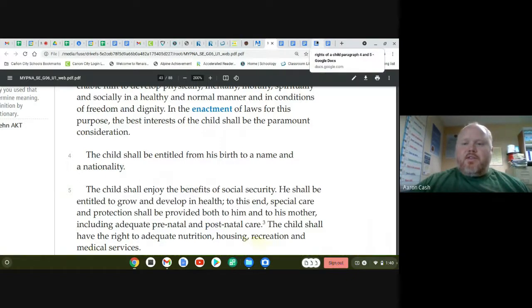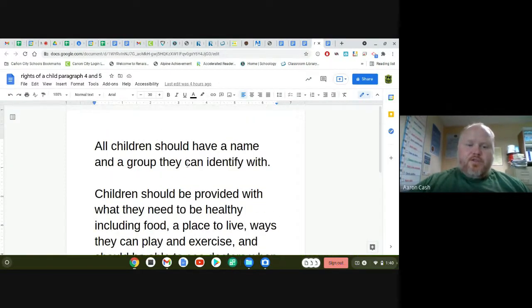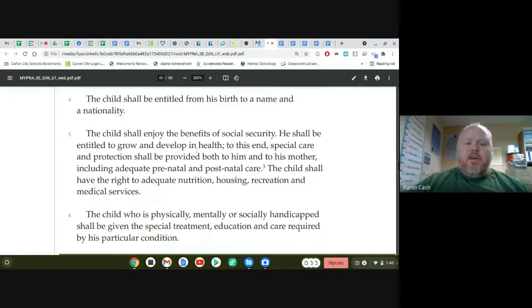So if we come over here to paragraphs 4 and 5, it says all children should have a name and a group they can identify with. Okay. So let's look back at paragraph 5 here. The child shall enjoy the benefits of Social Security. He shall be entitled to grow and develop in health. To this end, special care and protection shall be provided both to him and to his mother, including adequate prenatal and postnatal care. The child shall have the right to adequate nutrition, housing, recreation, and medical services.